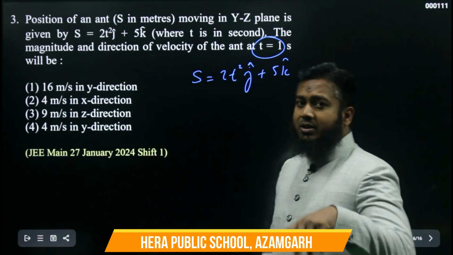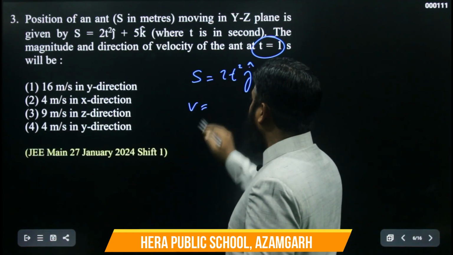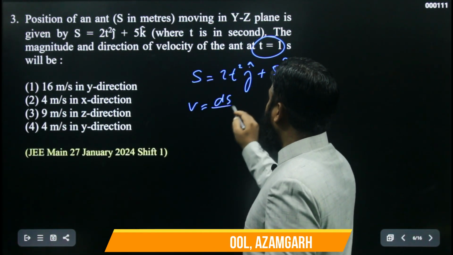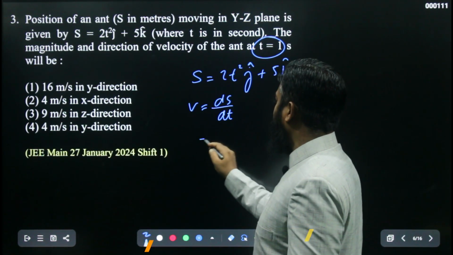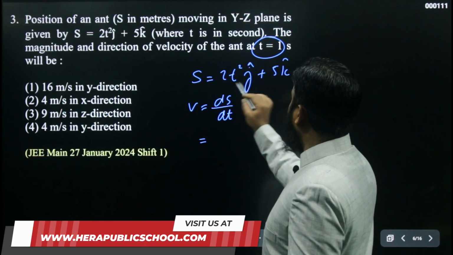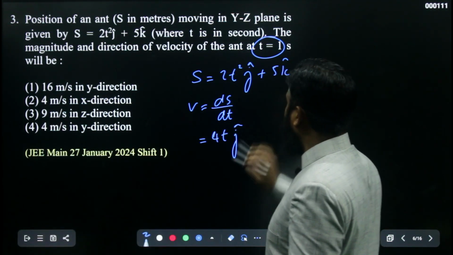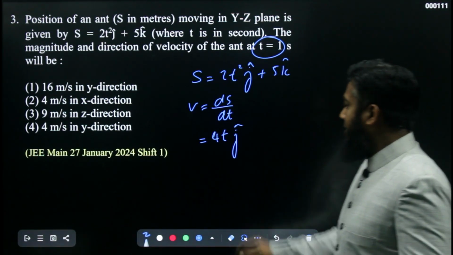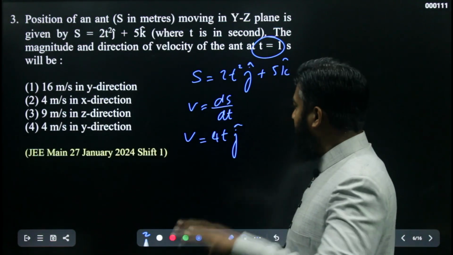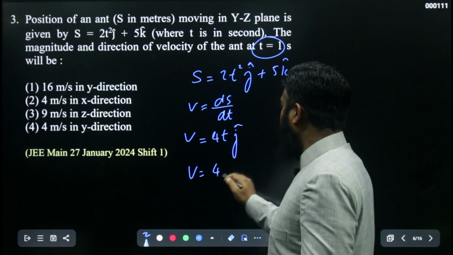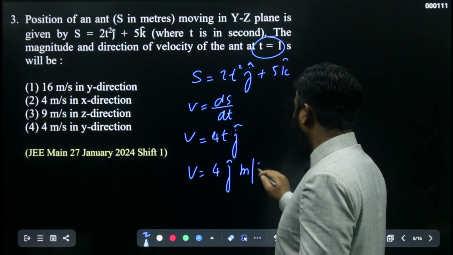So how to find the velocity from position? It is very simple. We have discussed these kinds of situations earlier. This is simply rate of change of distance, ds over dt. So if we differentiate this, this becomes 4t j cap, and this is constant, it is 0. Now velocity, this is velocity at any time. So what is the velocity at t is equal to 1? So just put t is equal to 1, v is equal to 4j meter per second.